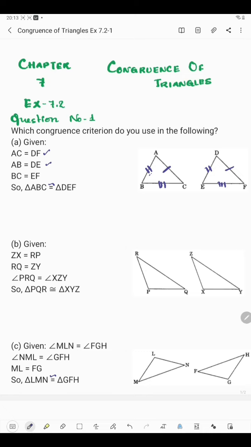Now here that means AC and DF is a side, AB and DE is also a side, and BC and EF is also a side. So that means which congruence criterion is used over here? Since this is side congruency, we'll write triangle ABC congruent, this is the symbol of congruency, to triangle DEF by SSS congruence criterion.